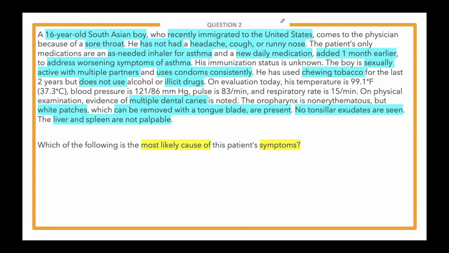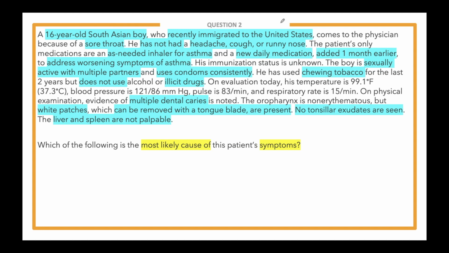So again, demographics. This is a pediatric case, a 16-year-old South Asian boy who recently immigrated to the US. So hopefully ideas are already sprouting in your head as to what that could be suggesting. We also have some more signs and symptoms. We're given some information about medications and medication changes, some social history, all important, especially when we're talking about a potential infection. We also are given some important physical exam findings within the oropharynx. And then basically at the very end, they're asking us, what is the cause of this patient's symptoms?